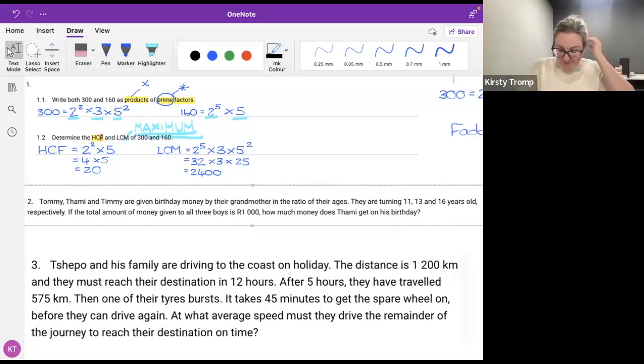Hello, ma'am. I wanted to ask, in question 1, where they asked for the prime factors, is it possible we can use the prime factor tree method? Sure. Do you get the same answer as me? Yeah, I do. Then it's perfect. You can use whatever method you want. If it works for you and you get the same answer as me, perfect. Happy for you to use whatever method you want. Okay, ma'am. Thank you.